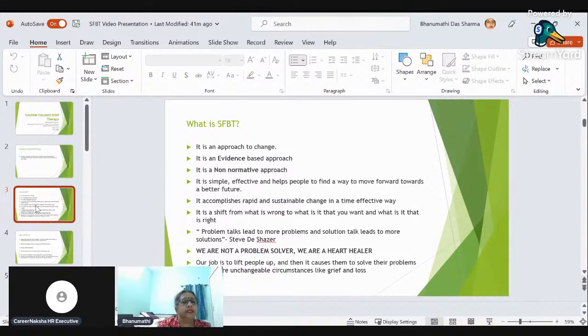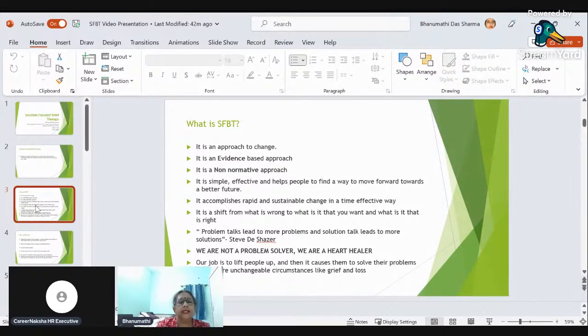Next, it's a non-normative approach. Let me explain a little bit about it. What is a normative approach? In traditional psychotherapy technique, the normal format is that a client comes for the therapy. After rapport building, the client talks about the problem, and then the therapist analyzes the problem, analyzes the root cause of the problem, does a lot of testing, then diagnoses the problem, then psychoeducates the client, and then prescribes solutions and tasks for the problem. Whatever disorder or problem, the therapist prescribes.